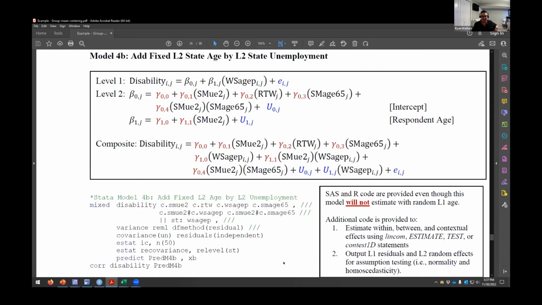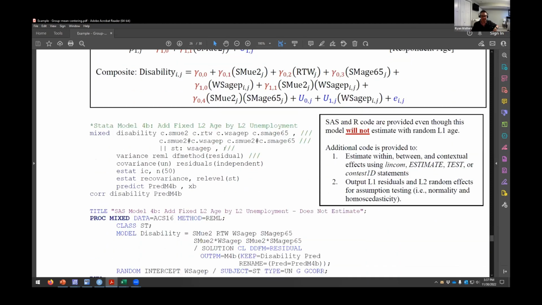The last thing we'll do is include that level 2 state age by level 2 state unemployment. This model, again, if you were interested in the unemployment by level 1 within state age effect interaction only, you were done. Model 4B does not need to be estimated. But again, it is a little bit weird to say that unemployment moderates a level 1 piece and not a level 2 piece when those pieces were created from the same variable. So we're going to go ahead and include unemployment by state mean age.